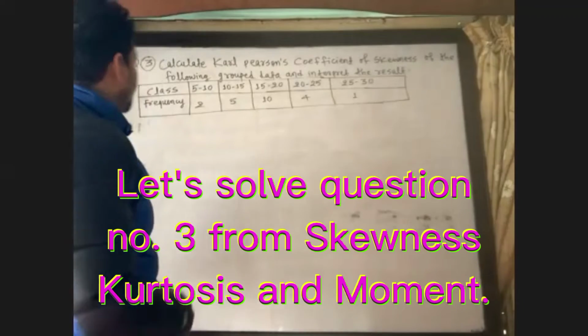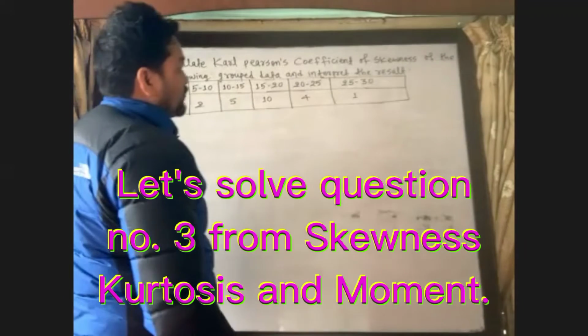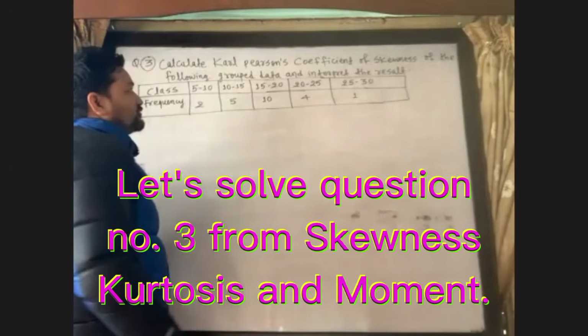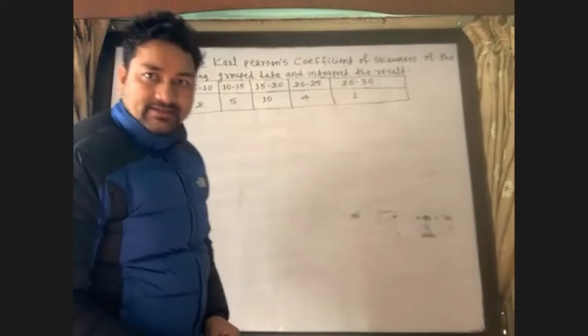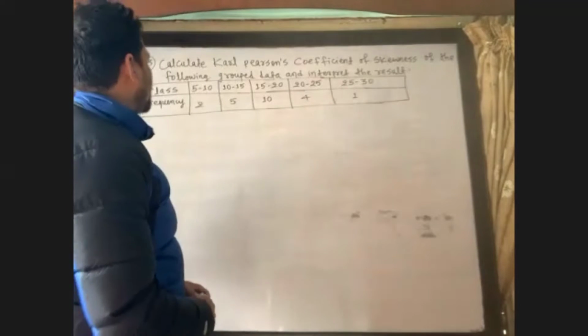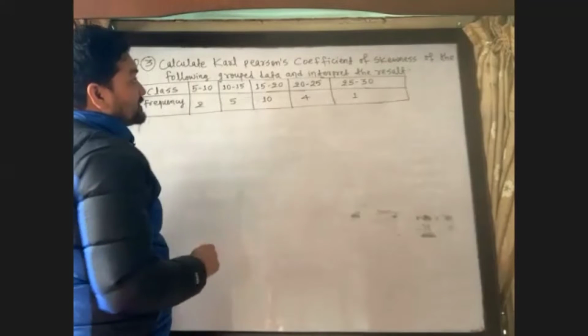Okay, look at here. The question number 3. Calculate Karl Pearson's coefficient of skewness of the following group data and interpret the result. यसमा हामीलाई रिजल्टमा इन्टरप्रेट पनि गर्ने भनेको छ. Karl Pearson's coefficient of skewness find out गर्नुपर्ने. This is the grouped data. भनेको अर्थ continuous data हो.